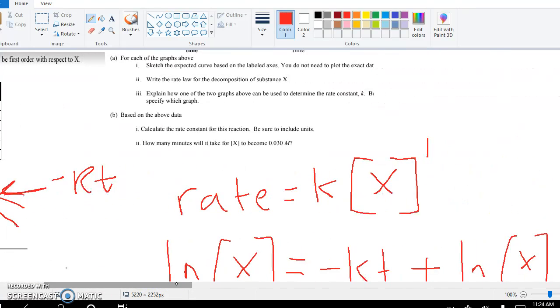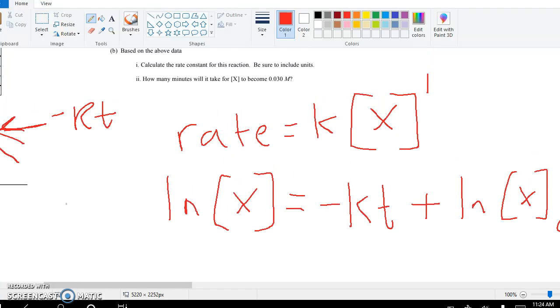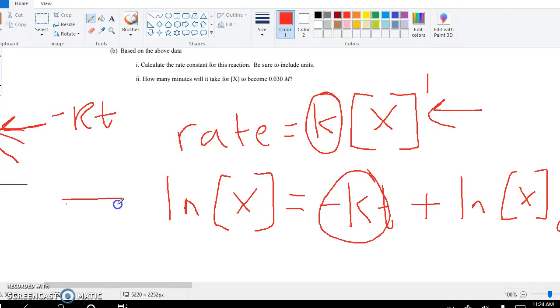Based on the above data, calculate the rate constant for this reaction. Be sure to include units. Alright, so we just talked about it. Which of these rate laws are we going to use to figure out the rate constant? Don't forget the rate constant is going to be K. And the reason it's asked us is, which of these gives us a slope or straight line? And the answer would be this one right here.